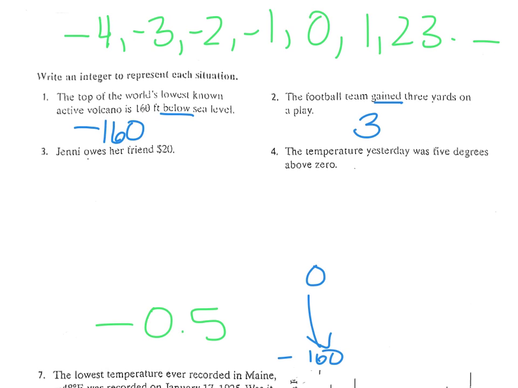Jenny owes her friend $20. Well, if she owes her friend $20, that means she's $20 in the hole. So this would be negative 20. And the temperature yesterday was 5 degrees above 0. That's a positive because it's above 0. So that would be positive 5. So those are some examples of real life situations and how you can identify them with an integer.